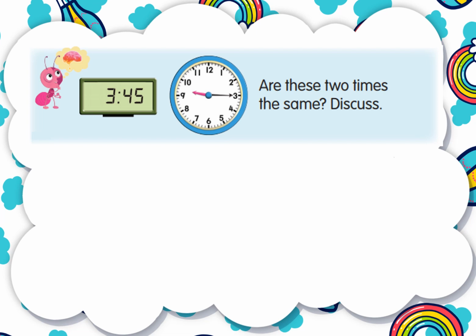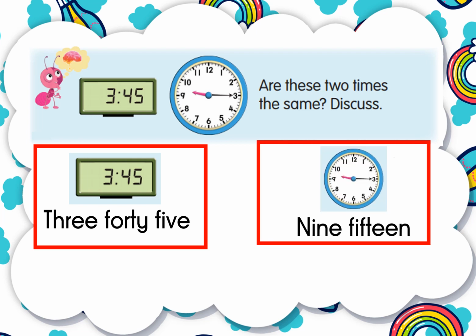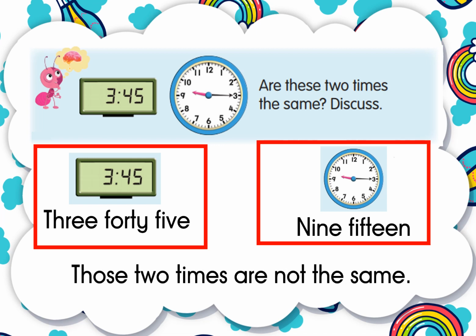We think about the question again. Are these two times the same? The digital clock shows 3:45 and the analog clock shows 9:15. Do you think they are the same? So the answer, those two times are not the same. Good.